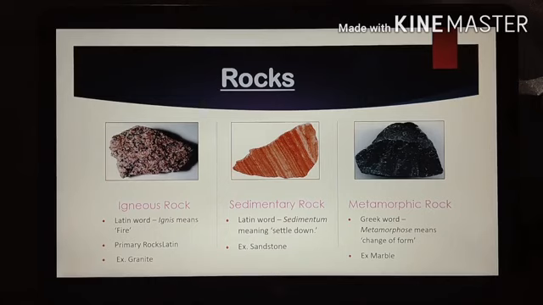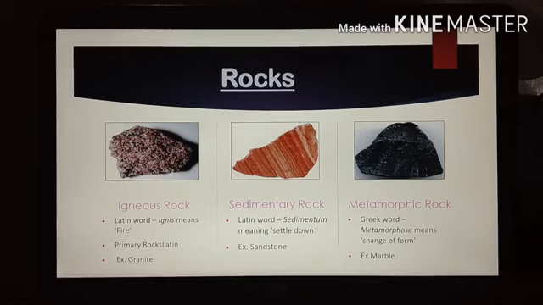The second is our sedimentary rock. Sedimentary comes from the Latin word sedimentum. What does sedimentum mean? It means settle down, and its example is sandstone.